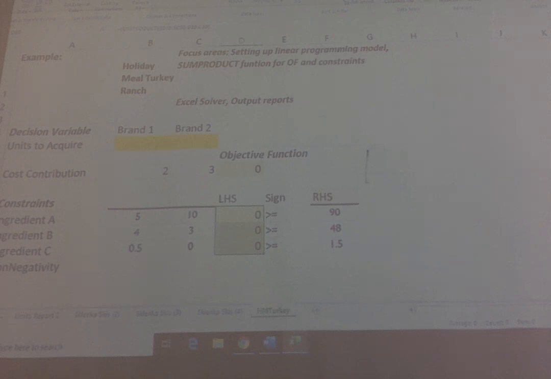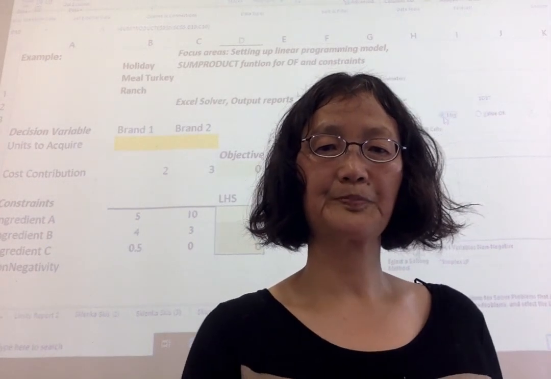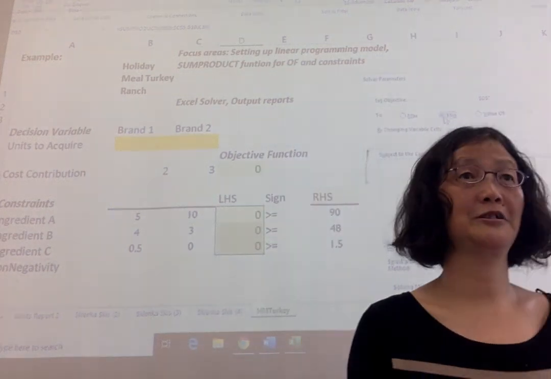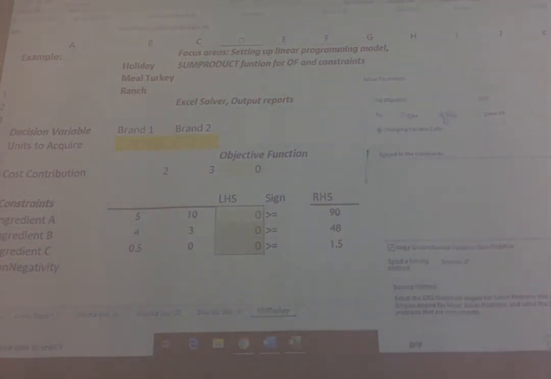So Data, Solver. Click the Reset All button, because this is a brand new problem. And then set objective: click cell D7 to minimum, because this is the cost. We want to minimize the cost, okay? By changing variable cells B5, C5.